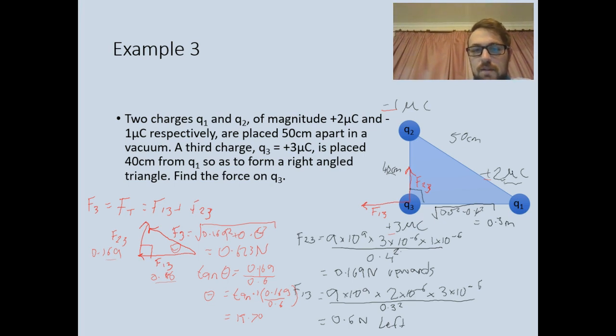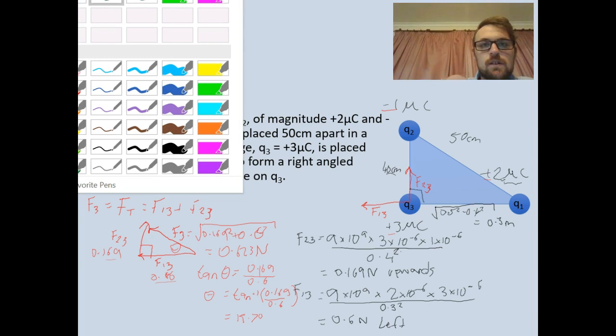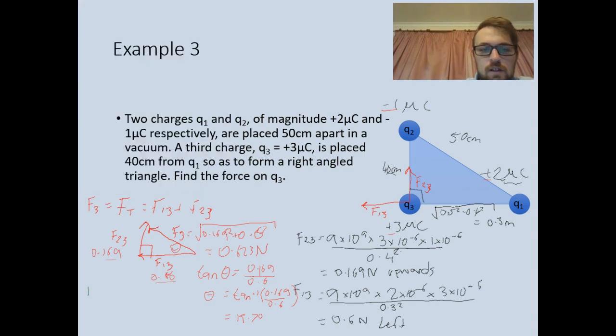So just finally, to wrap it up, what you should do is write a finishing sentence. I'm running out of a little bit of room, but that's fine. I will write the force on 3 equals 0.623 newtons at 15.7 degrees as shown. All right, and that's how we do these principle of superposition questions. Thank you.